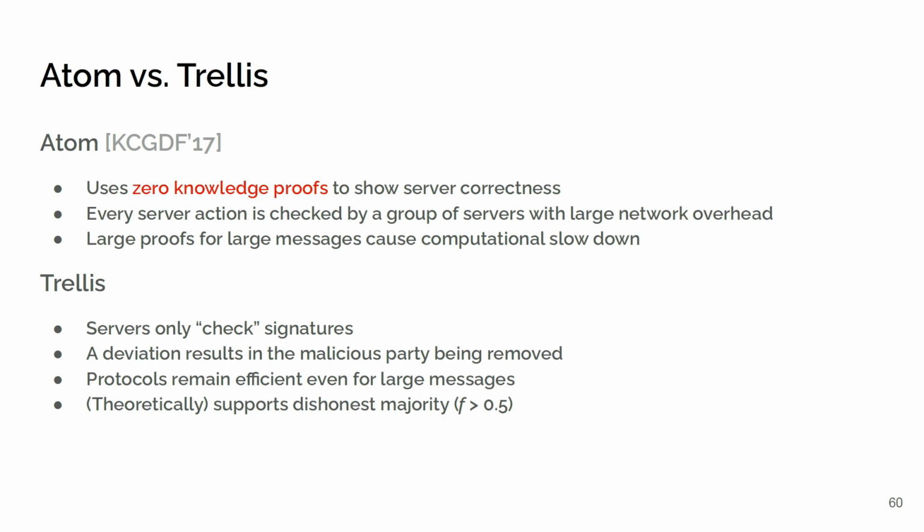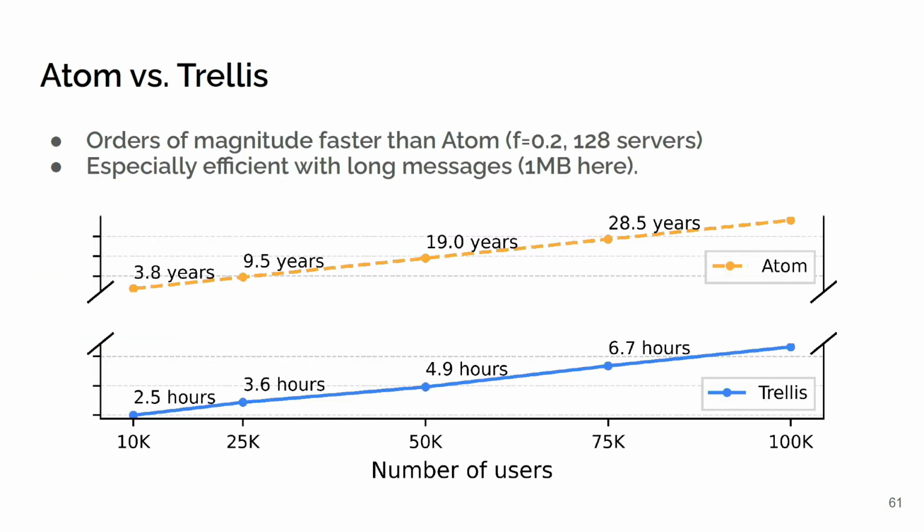And in Trellis, when there's a deviation, the malicious party will be removed. Our protocols remain efficient for large messages, and we can support a dishonest majority where more than 50% of the servers are controlled by the adversary. And so when we compare Atom to Trellis on, say, large messages, we see many orders of magnitude improvement, going from years to hours.